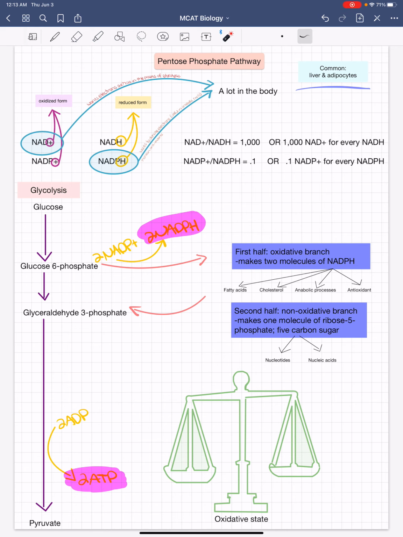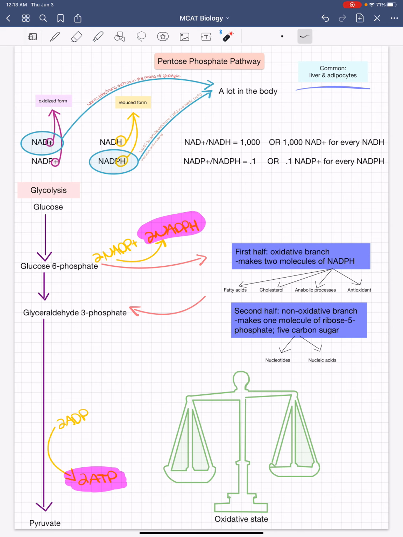The pentose phosphate pathway is an alternative way to use glucose that occurs in the cytosol of all cells, just like in glycolysis. It keeps the oxidative state of a cell balanced, meaning in a neutral oxidative state, since an imbalance can cause damage to DNA, RNA, and protein, which can lead to apoptosis or programmed cell death.